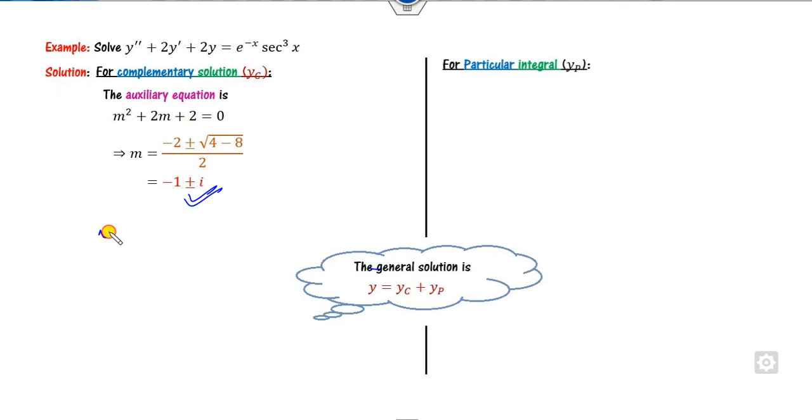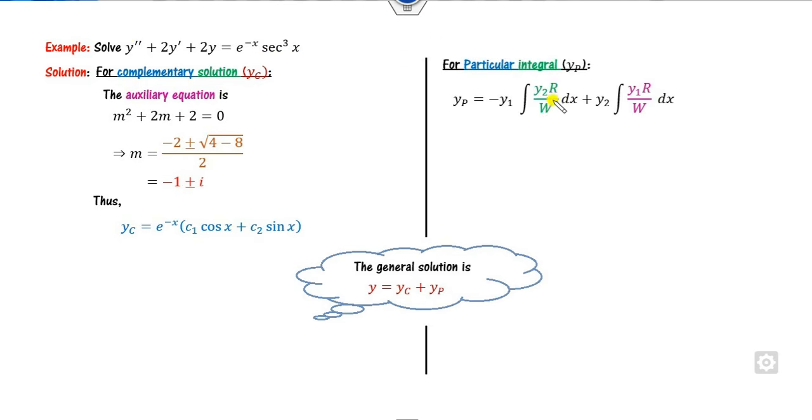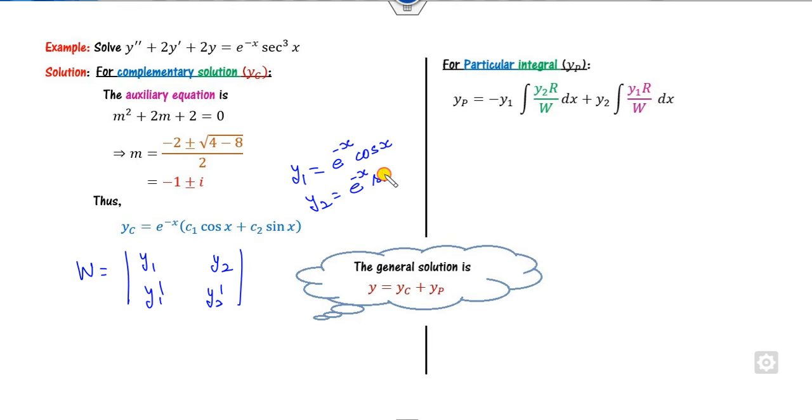Based on this you can define the value of the yc. Now since the leading coefficient is 1, we have to apply the method of variation of parameters. What is the Wronskian? Because there are two solutions, y1 and y2, divided, second row is here. What is my y1? The coefficient of c1 is e raised to power minus x cos x. What is y2? The coefficient of c2, that is e raised to power minus x sin x.